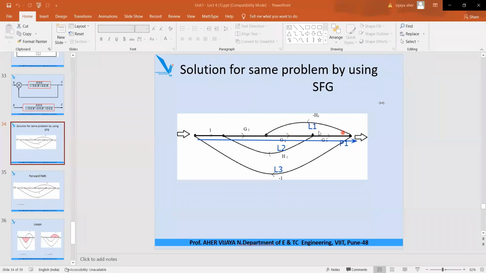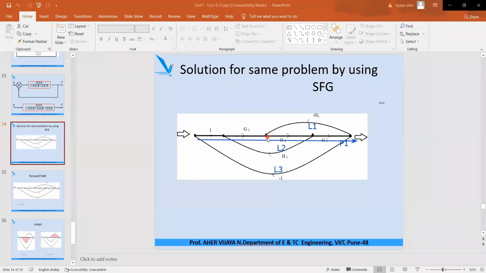So L1 is equal to, in terms of transfer function of process and transfer function of feedback element. आता L1 जो loop आहे त्याचं ट्रान्सफर फंक्शन काय येणार आहे? G2, G3 into H2. H2 काय आहे? मायनस. मायनस का घेतलंय मुलांनो?